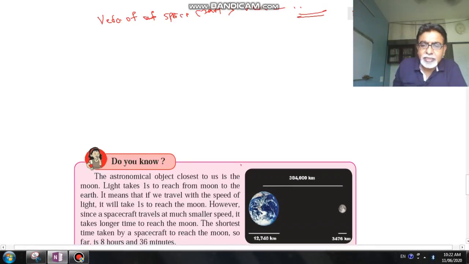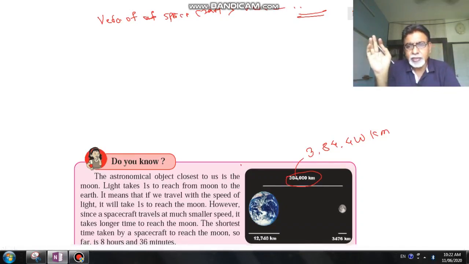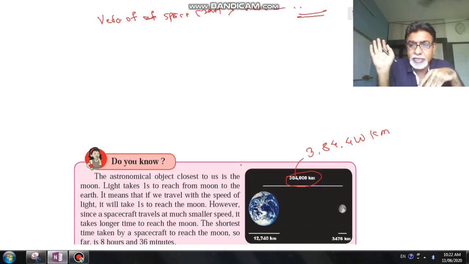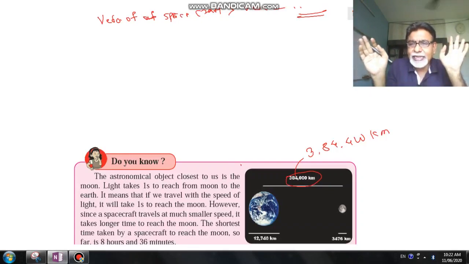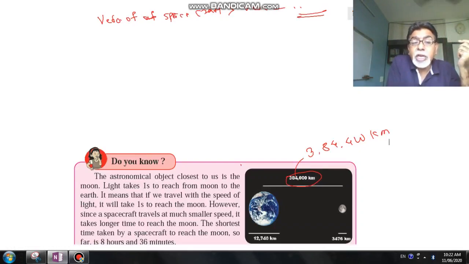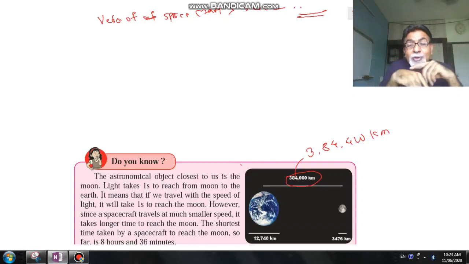and the average distance of the moon from the earth is 3,84,400 kilometer. Means light takes more than 1 second to reach earth from the moon, because the speed of light, you know, is 3 lakh kilometer per second in space vacuum. If you travel with the speed of light, how much time will it take to reach the moon? Just within 1 second. We will land on the moon within 1 second.